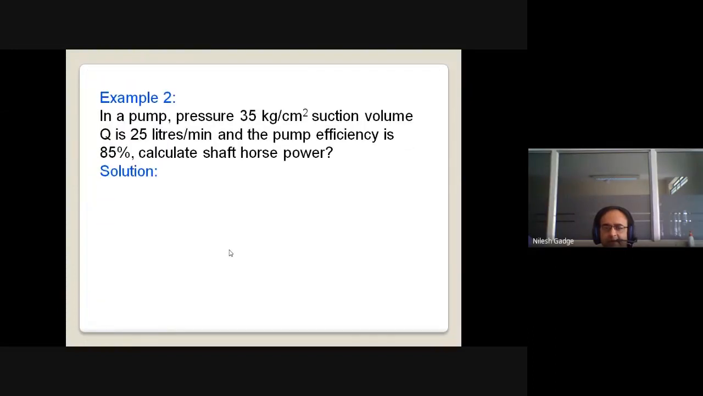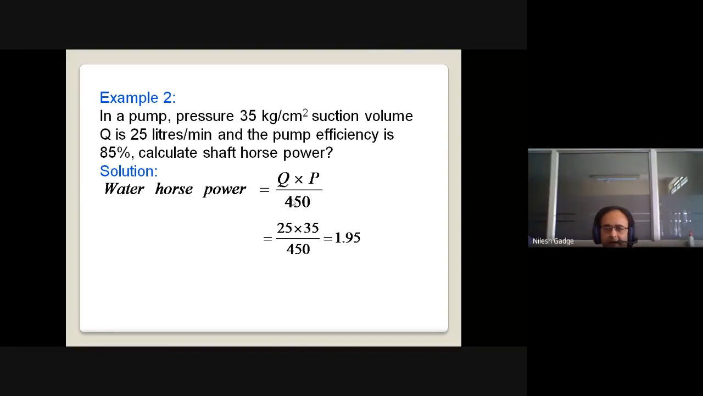Write the second problem quickly. The pump pressure is given 35 kg per centimeter square, volume Q is given 25 liters per minute, the pump efficiency is given 85%. Calculate the shaft power. Now for shaft power we need pump efficiency and water horsepower. The formula for WHP is Q multiplied by P divided by 450. Q is 25, P is 35, divided by 450, that gives 1.95. That is the water horsepower.